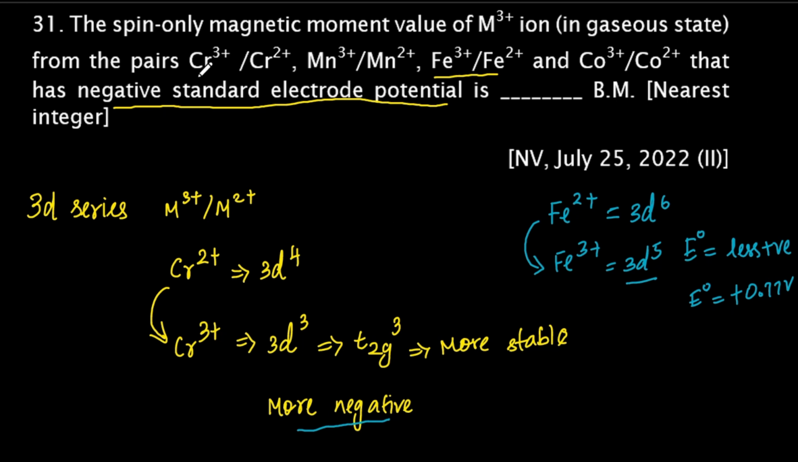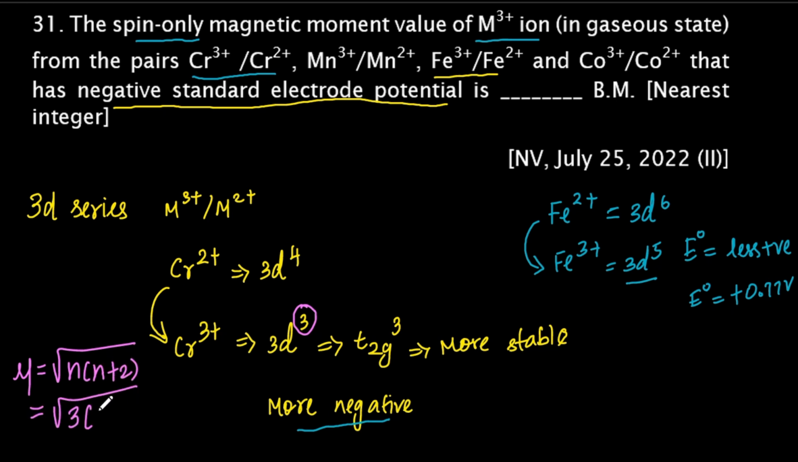Now in this question they are asking for the pair which has negative electrode potential. So the pair that has the negative electrode potential is chromium in +3 oxidation state and Cr2+. Now you have to find the spin only magnetic moment value of the M3+ ion. So chromium in +3 oxidation state has 3 unpaired electrons. So the magnetic moment mu is equal to root of n(n+2), which is root of 3 into 3+2, that is 5. So root of 15. So the answer is 3.86 BM. And when we round off to the nearest integer, it will become 4 BM. So the answer is 4 BM.